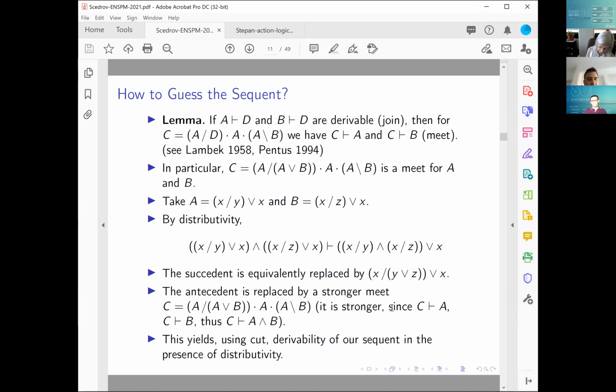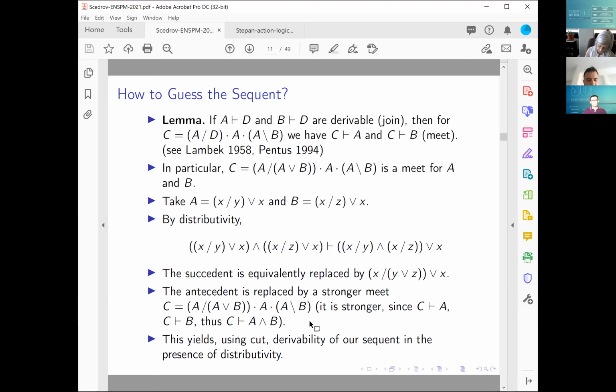All right, now, of course, I have no time to tell you how we came up with the sequent, but the point is that this is based on the so-called diamond property, which was noticed already by Lambek and later used by Pentus, which allows simulation of conjunction in distributive lattices if you already know the join. Okay, so you don't get the exact meet, but you get something that behaves very well like the meet.